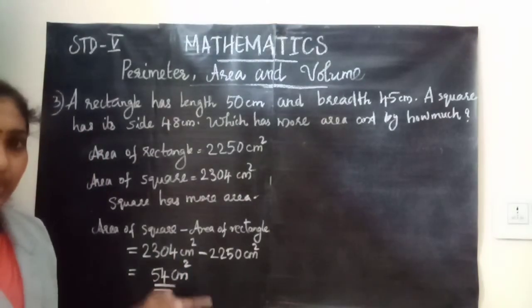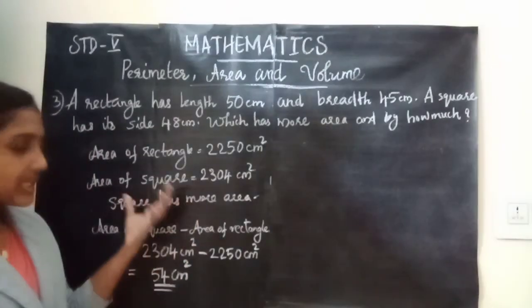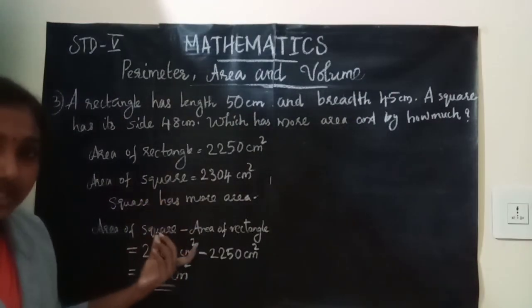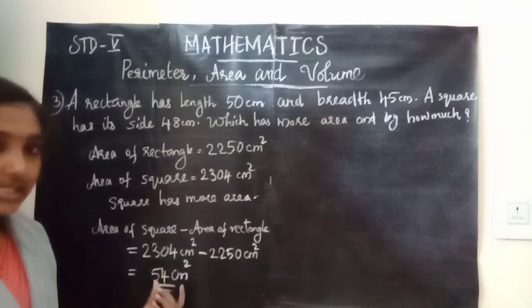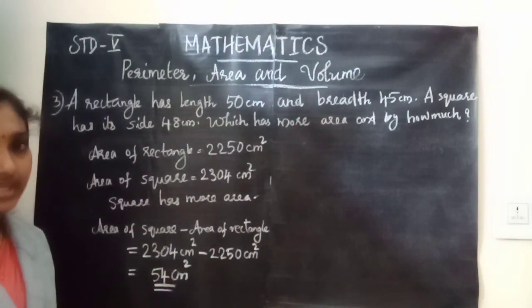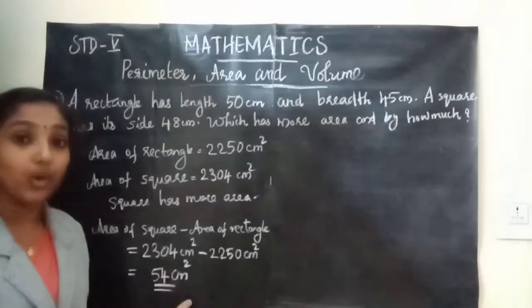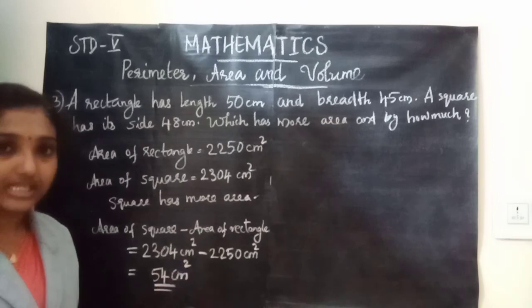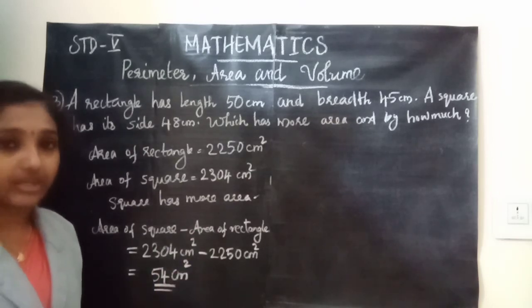Okay, so what we can say is that the square has more area and it is greater than the rectangle by 54 centimeter square. Okay, so hope you all understood how to find out the area of the rectangle and the area of the square. Hope you understood it.